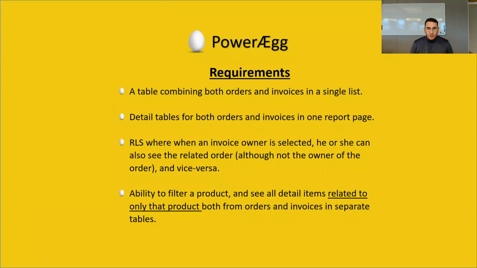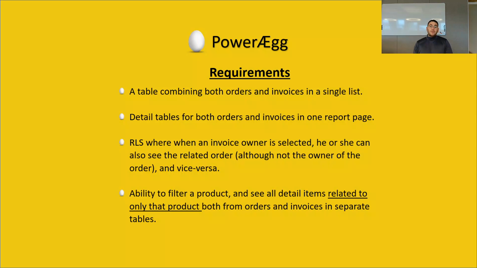All right, so let's have a look at the business requirements. So the first and the main requirement is to create a table that combines both orders and invoices in a single table or a single list. And additionally, we want detail tables for both order details and invoice details on the same report page. And we want to be able to filter both by one dimension filter only.